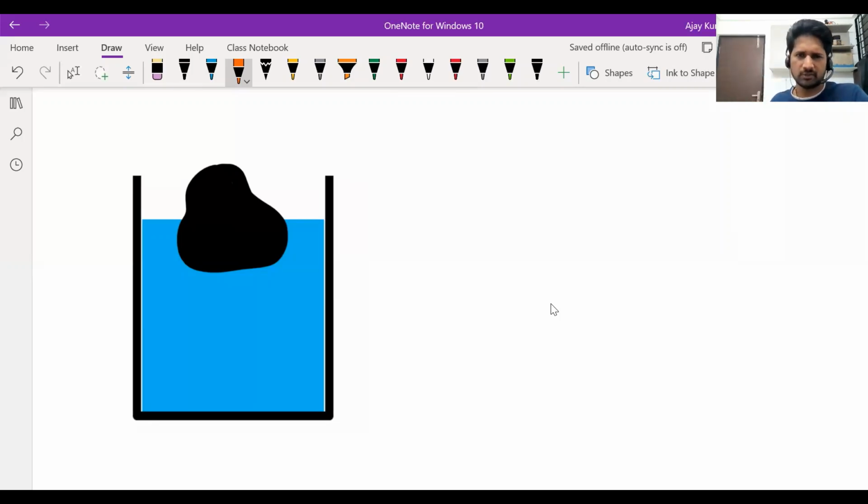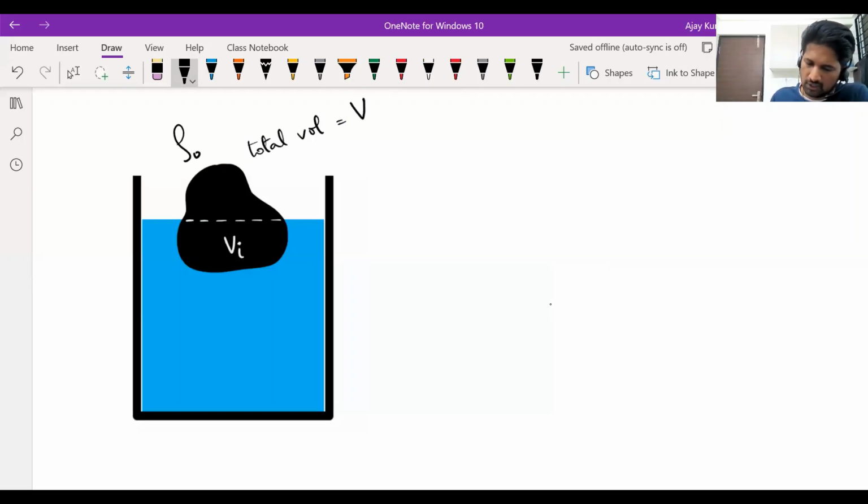It's quite common for some objects to float on liquids. Okay. Let's say this object is floating in such a way that a volume Vi is immersed. Total volume of the object is V. Immersed volume is Vi. Density of the object is rho naught. Density of the liquid is rho L.